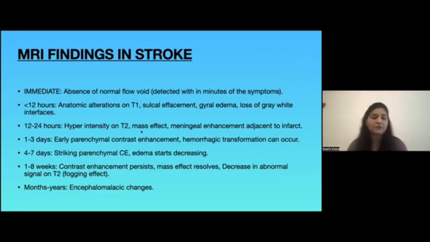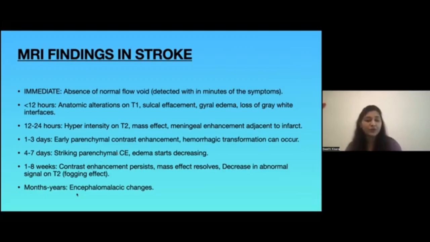along with mass effect, and meningeal enhancement can also be seen adjacent to the infarct. In the subacute stage, that is in the early subacute period, between 1 to 3 days, there is early parenchymal contrast enhancement. Hemorrhagic transformation can also occur during this phase, which can be detected on MRI. In the late subacute stage, there is striking parenchymal contrast enhancement. Edema starts decreasing.